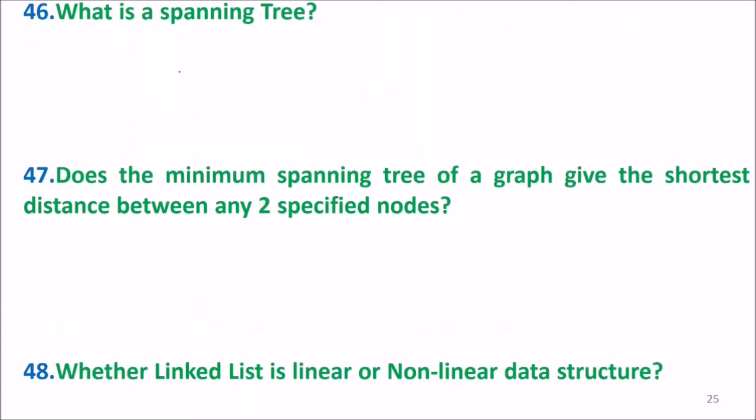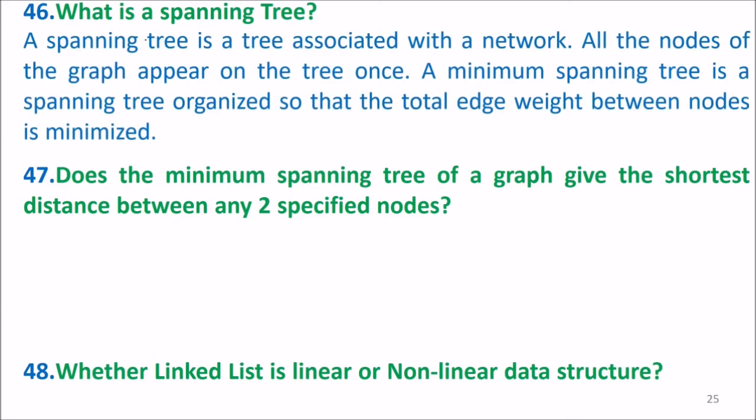What is a spanning tree? What do we mean by a spanning tree? A spanning tree is a tree associated with a network. So all the nodes of the graph appear on the tree just once. A minimum spanning tree is a spanning tree organized so that the total edge weight between the nodes is minimized.